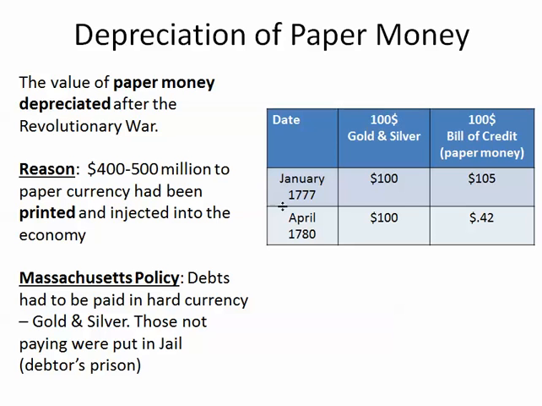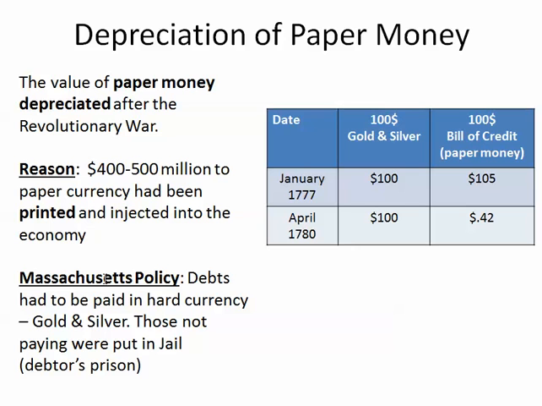So if we look at this little chart over here, $100 in gold and silver in January 1777 was equivalent to $105 in paper money. So that's pretty good. But if we look, only a few years later, in April 1780, that $100 worth of gold and silver, what we called hard currency, in paper money or bills of credit, was only worth 42 cents. So half, or less than half the value. That's how much it had depreciated over that short period of time after the American Revolutionary War. So this is going to cause a bad economy in Massachusetts.